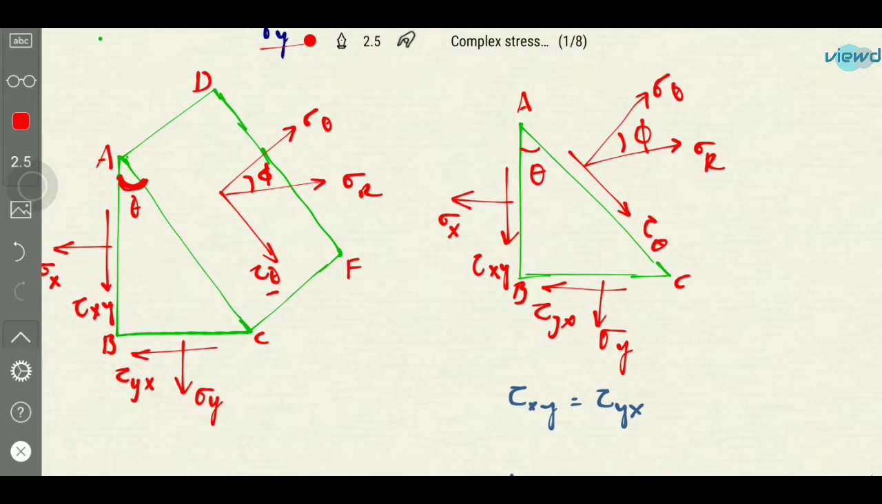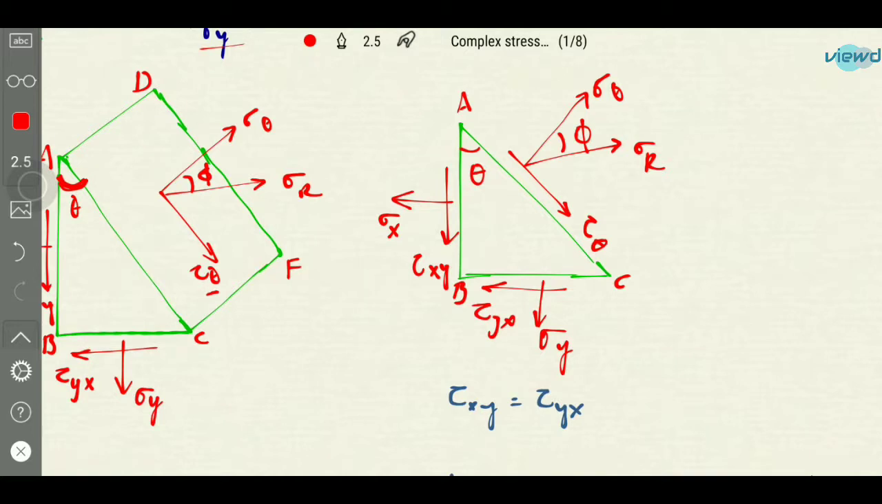If we consider the diagram in 2D, we are seeing it from the front side. Here sigma x and sigma y are there, and next tau yx is the shear stress, due to which tau xy is generated complementarily, and AC is the inclined plane. Sigma theta is the normal stress on this oblique plane, and tau theta is the shear stress on this oblique plane due to all the stresses, sigma x, tau yx and sigma y. The resultant of sigma theta and tau theta will be sigma r. This sigma r is the resultant stress on the oblique plane.